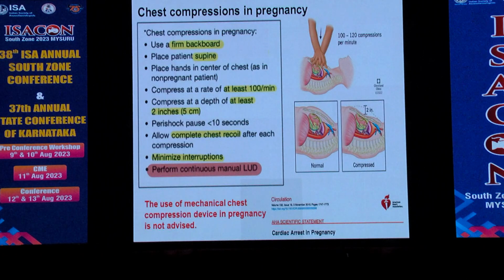Coming to chest compression, the chest compression in pregnancy is the same as in the non-pregnant woman. The hand position is at the center of the chest, that is the lower half of the sternum. The compression rate is at least 100 per minute. The depth is at least 2 inches, with peri-shock pause of less than 10 seconds, with complete chest recoil and minimum interruptions. But the key point here is with continuous manual left uterine displacement.